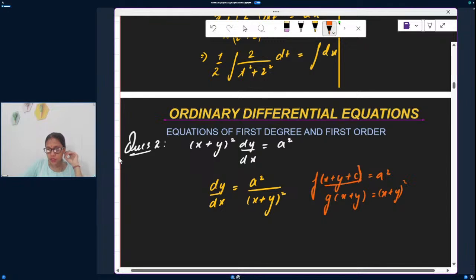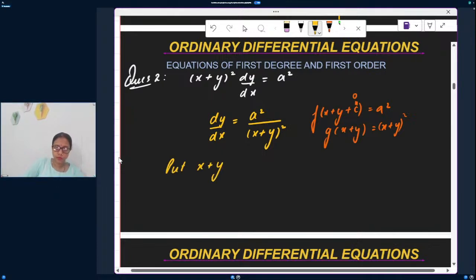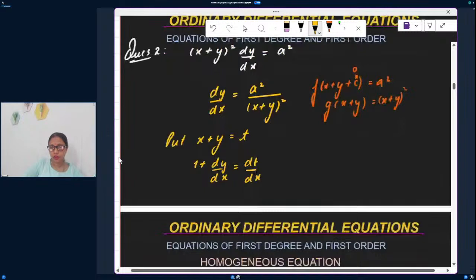Now you substitute this as t. Let us substitute c as 0, the reason being that the input is not affecting my output. The output is a constant function. For f of x equal to 3, no matter what the input is, no matter what the value of x, the output is also 3. So the value of the function will not change even if I take this c to be 0. So the complete input becomes x plus y only. So put x plus y as t. 1 plus dy by dx is equal to dt by dx, which implies dy by dx is equal to dt by dx minus 1.